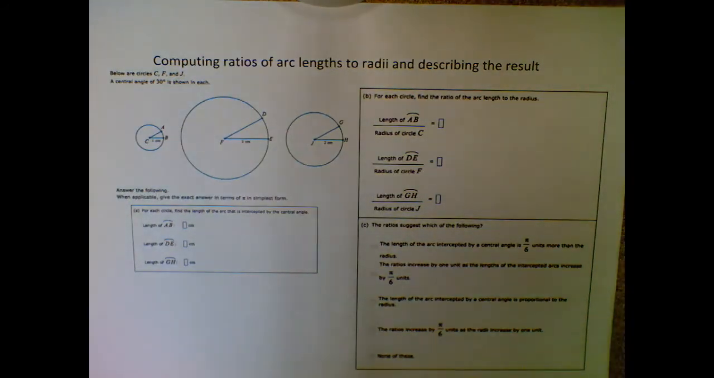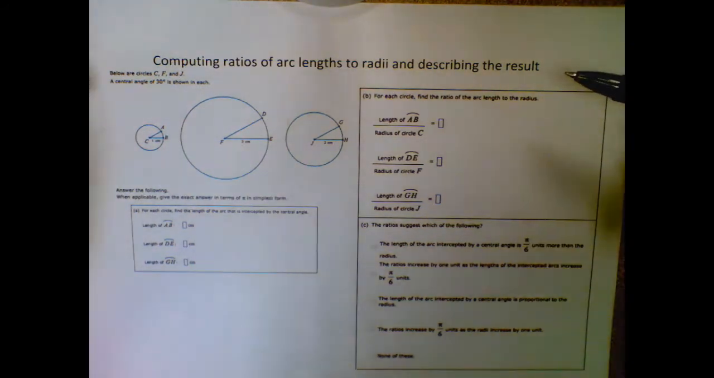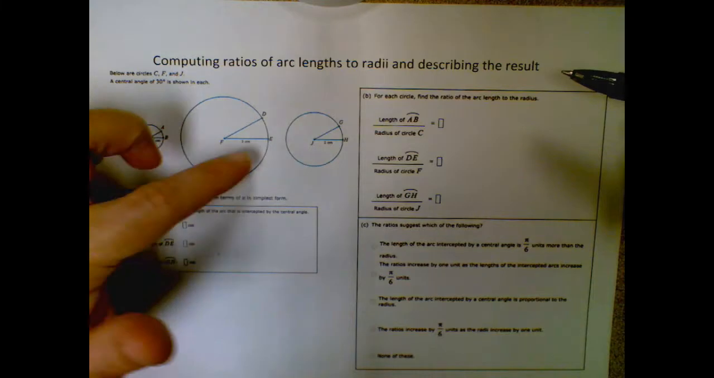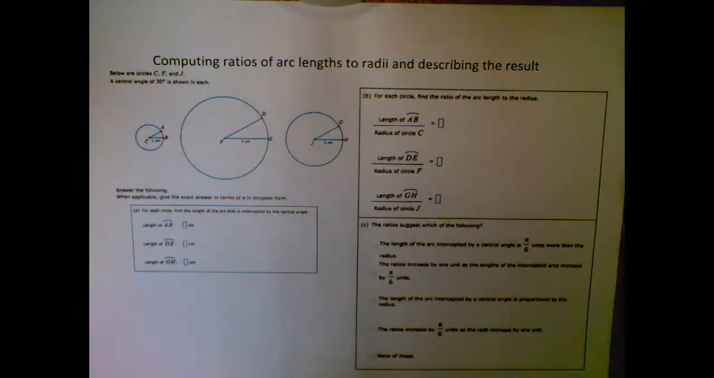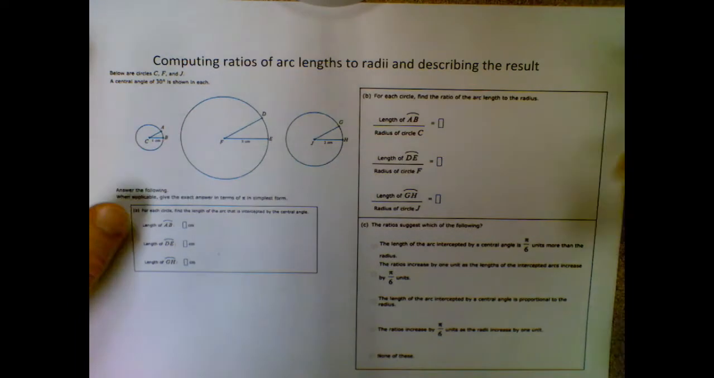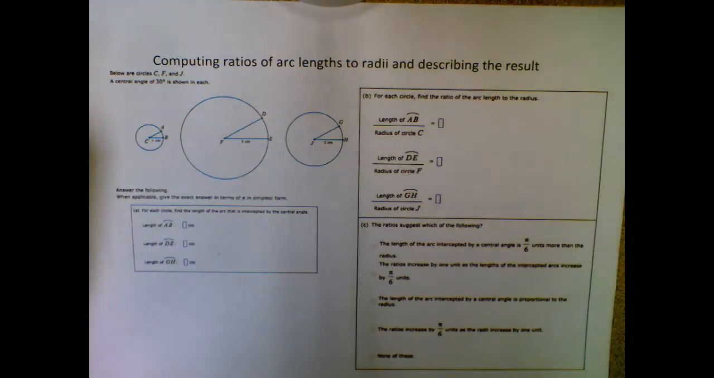Today we're going to be looking at the ALEKS topic, computing ratios of arc lengths to radii and describing the result. So it's going to be a very interpretation heavy assignment, but let's see what we got. Looking at this, we have circles C, F, and J, and a central angle of 30 degrees is shown on all of them. So all of these angles are 30 degrees. How do we find the length of the arc given that piece of information?